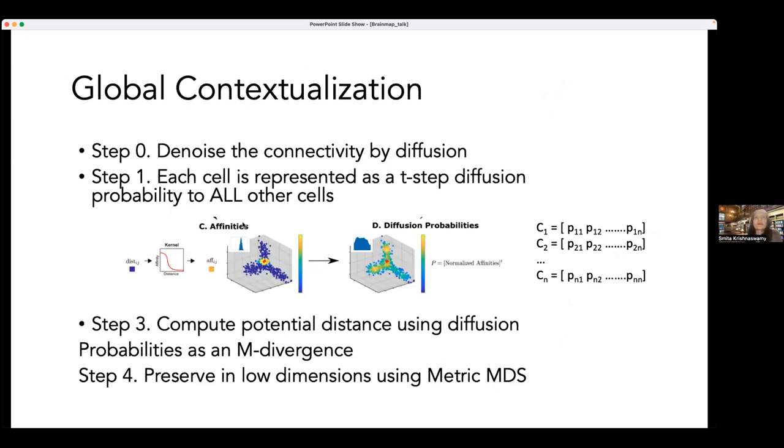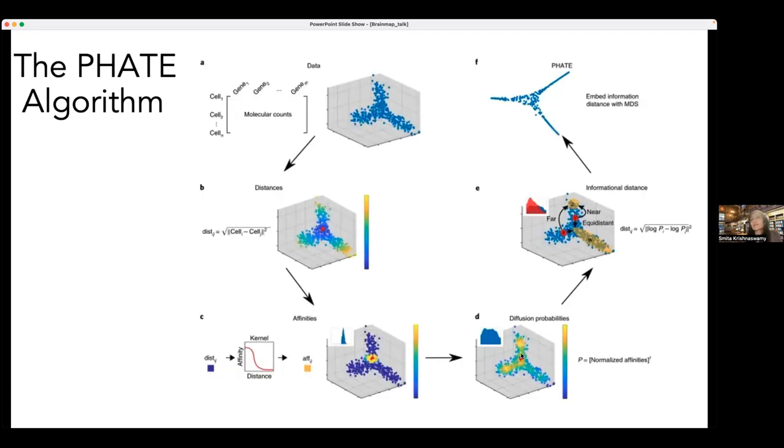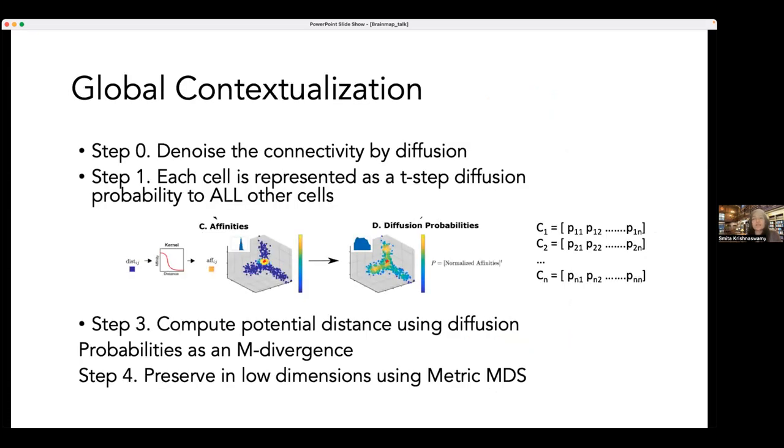So the overall effect of the steps is that step 0 denoises the data because you get these diffusion probabilities and you can power them, and the powering gives you the clean manifold distances. Then each cell is represented as a t-step diffusion probability to every other cell in the rows of the diffusion operator.